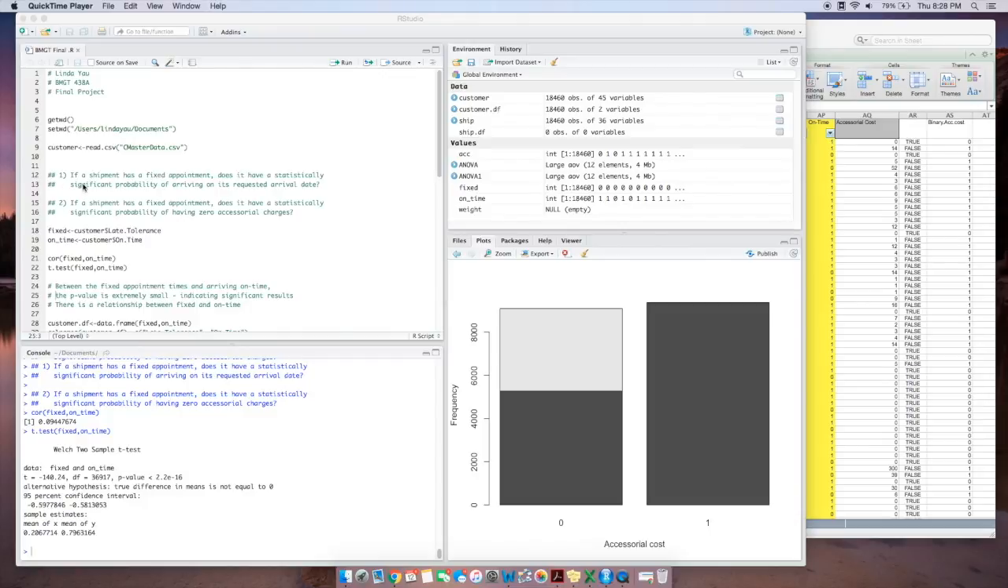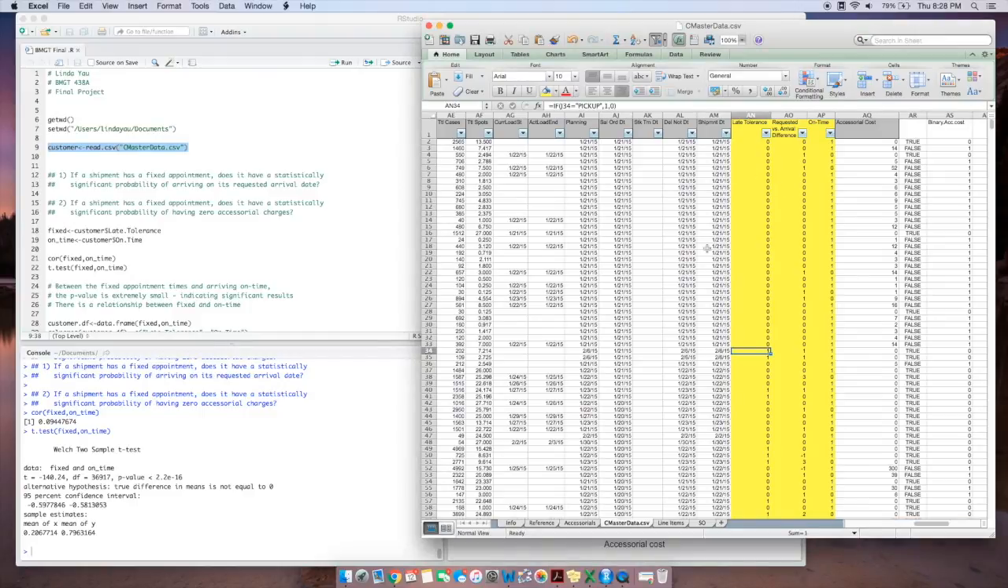There are similar first steps from our last data cleaning project: setting the working directory and then reading in our file from Unilever, which I have opened up right here.